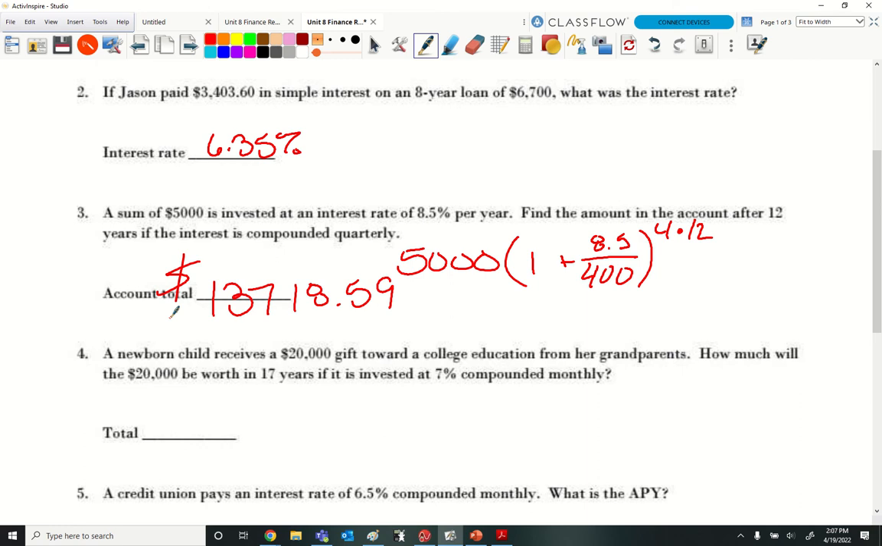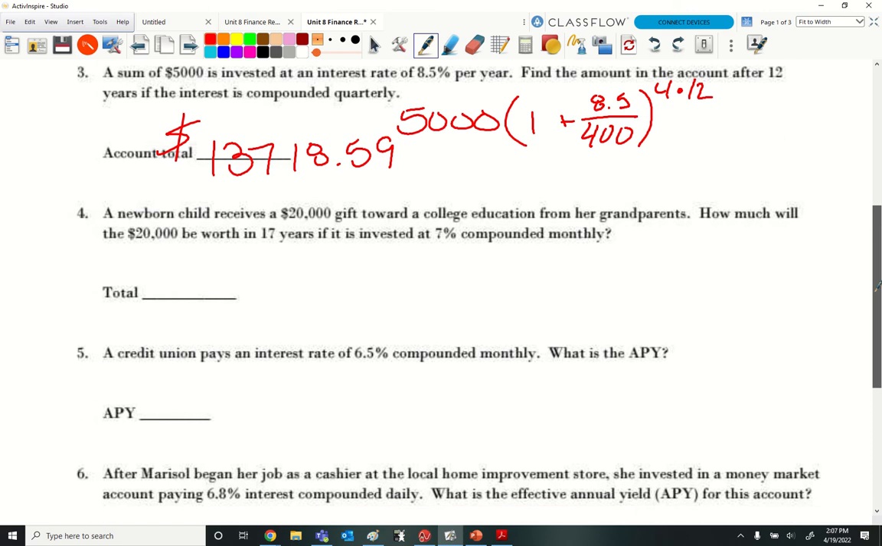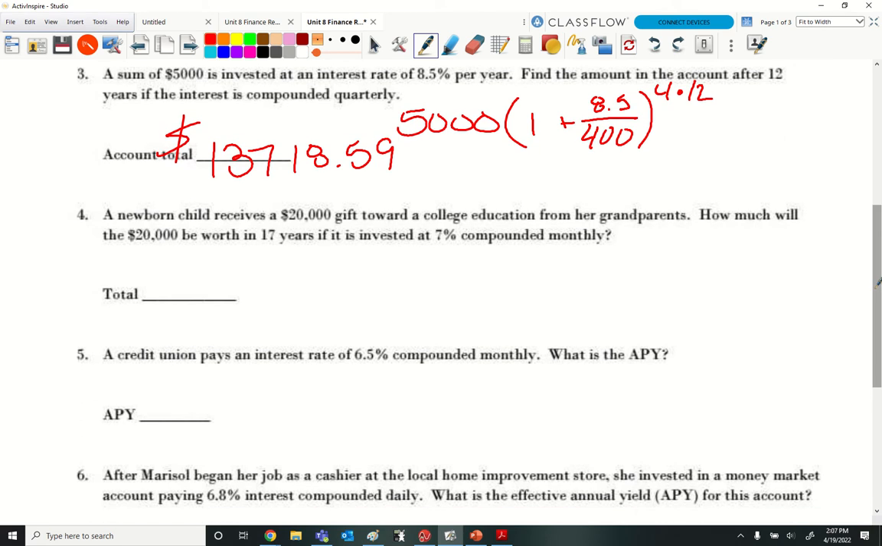Okay, good. So let's move on to number 4. It says a newborn child receives a $20,000 gift towards college education from her grandparents. How much would the $20,000 be worth in 17 years if invested at 7% compounded monthly? That's important.